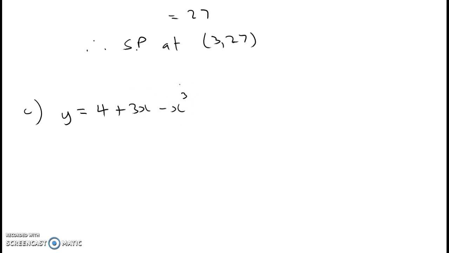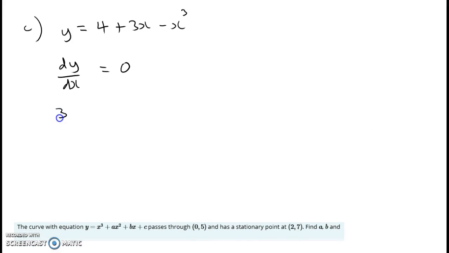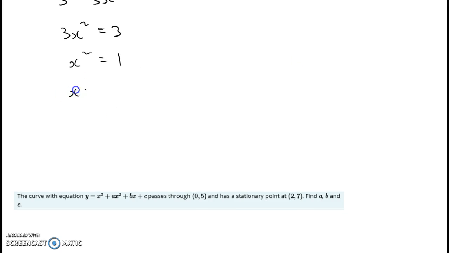I don't have a graph for this one to help you visualize it, but hopefully you've got the idea now of stationary points. So we want to solve the derivative dy/dx equal to 0. So our derivative will be 3 minus 3x squared equals 0. Now there's a couple of ways we could solve for x here. We could factorize out a 3, but there's not really any need. We can just straight away solve 3x squared equals 3. So x squared equals 1, and we'll get x equals plus or minus 1.